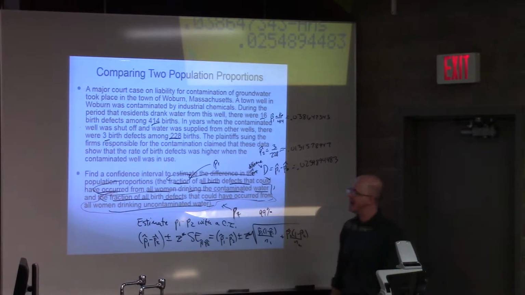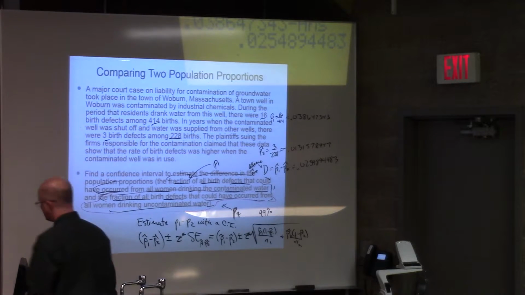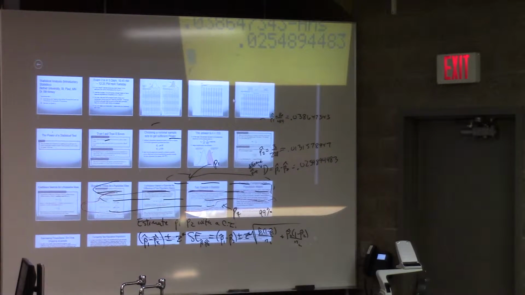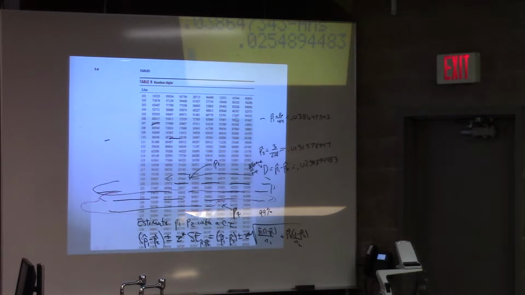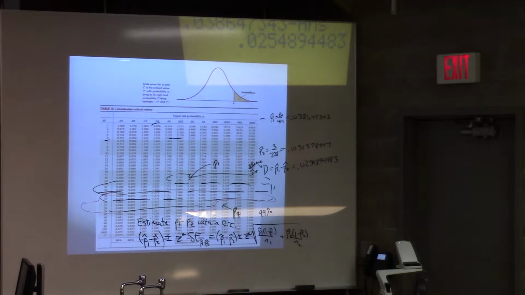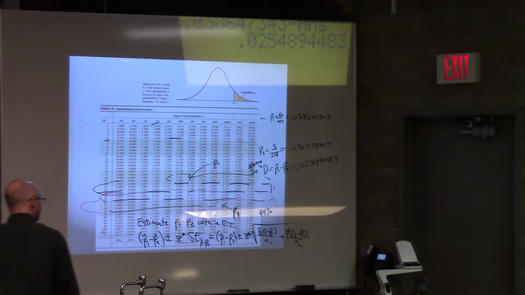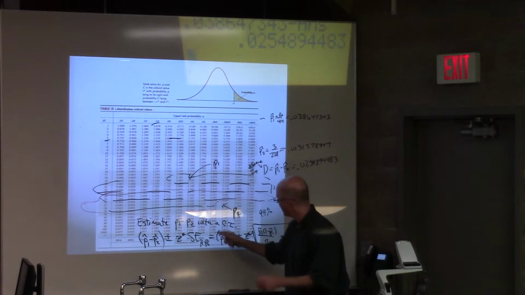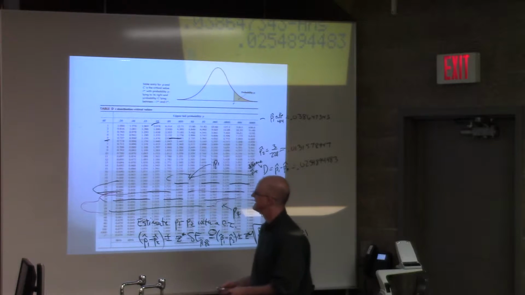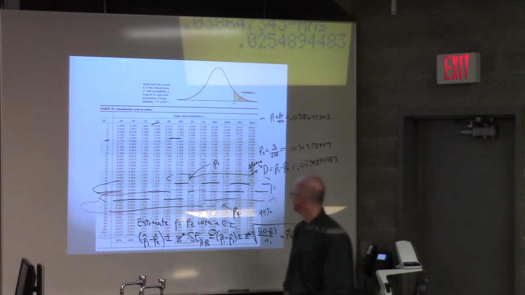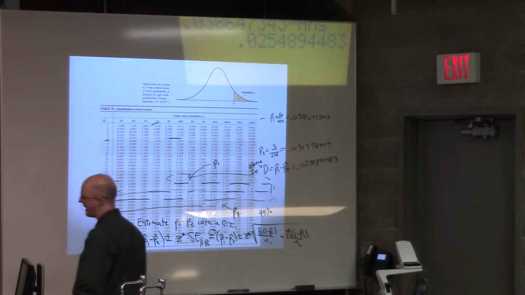What's Z star for 99%? The quickest way is with table D. Going to the bottom of the table, that's 99%, 2.576, you're right. 2.576 is the Z star for 99%. You don't have to worry about degrees of freedom here. 2.576, let's go back to the problem.